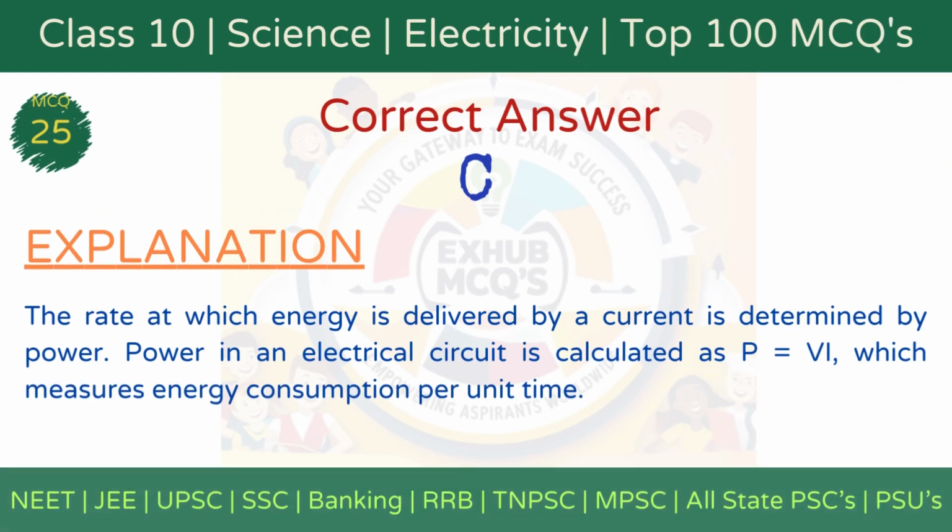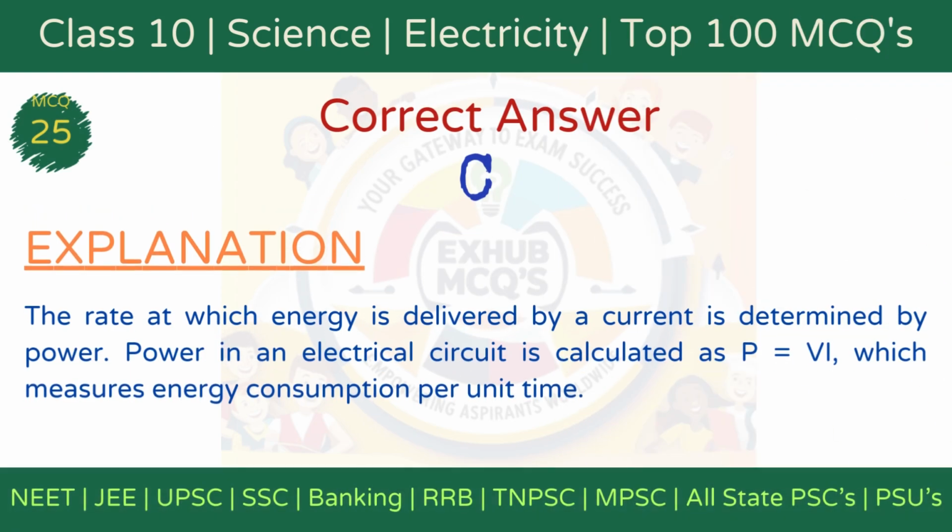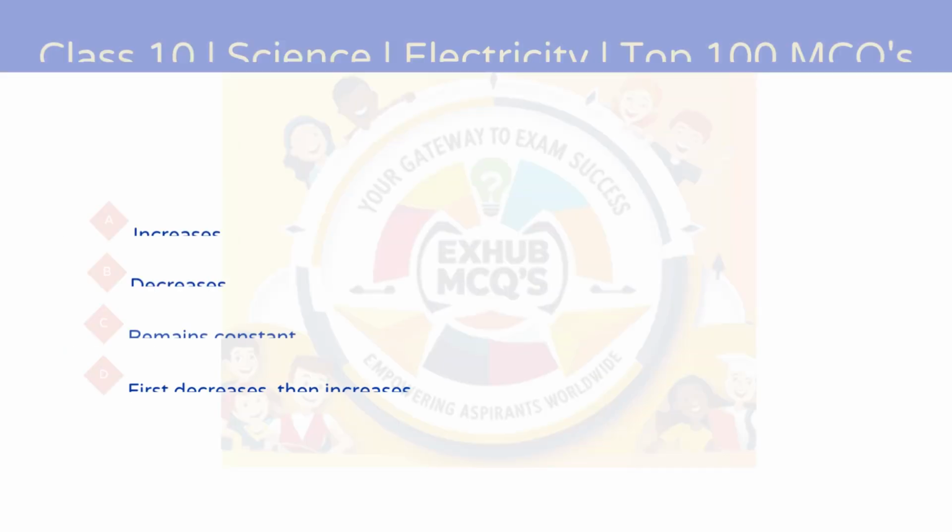The correct answer is option C, power. Explanation. Power measures the rate at which energy is delivered by a current. It is calculated using P equals VI, which indicates how much energy is consumed or transferred per unit of time in an electrical circuit.